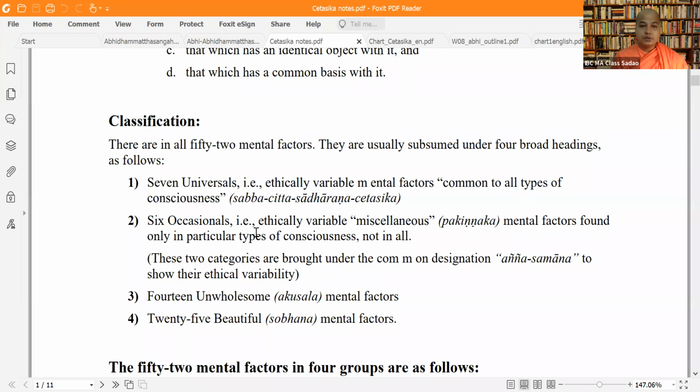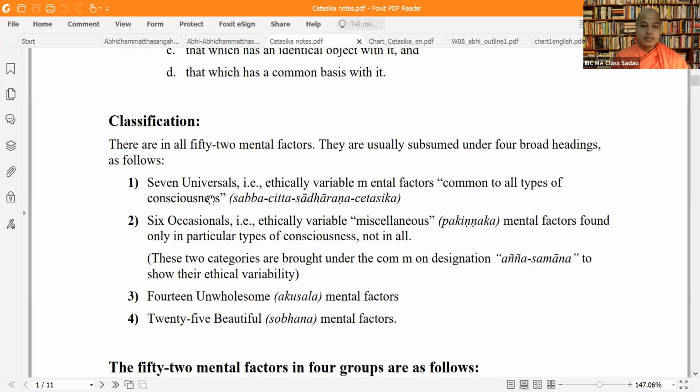Actually, they can also be regarded as belonging to even this category, to the extent that they also arise in most of the Chittas, but are not in all the Chittas, right? So there are some Chittas where they are not present, but compared to the Sabbhacitta Sadharana Chetasika, this Pakinnaka also actually arise in most of the Chittas.